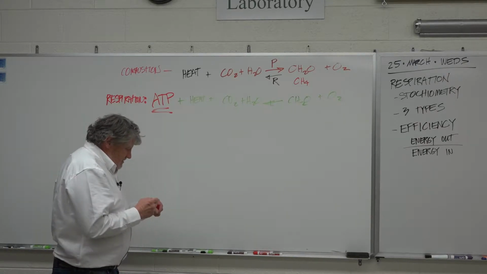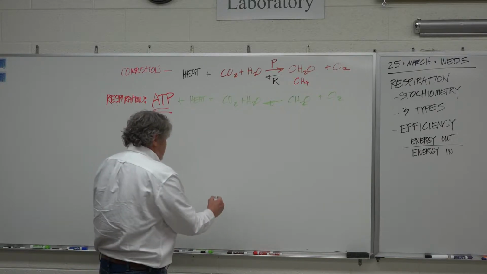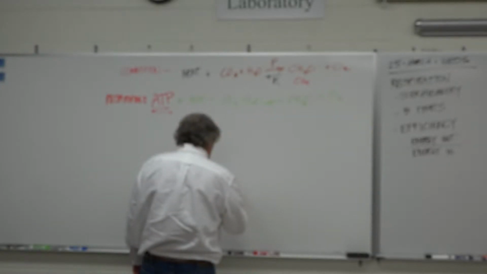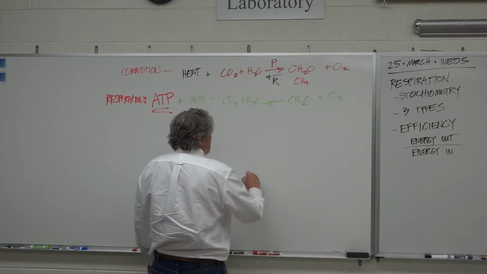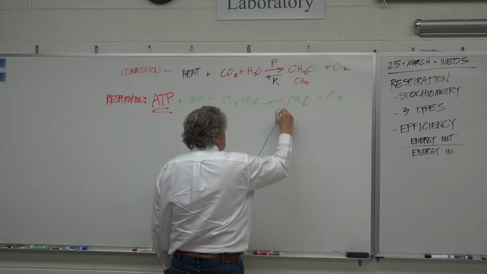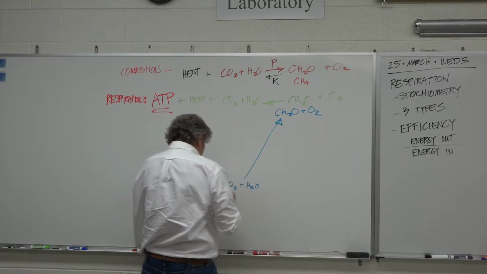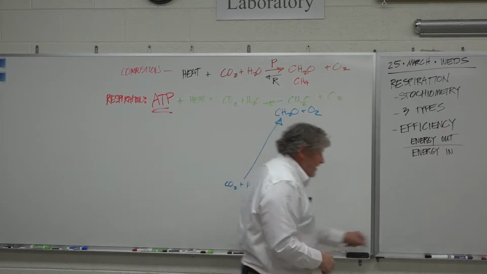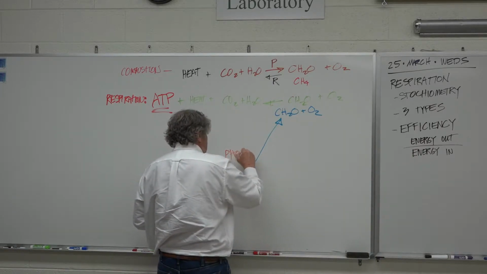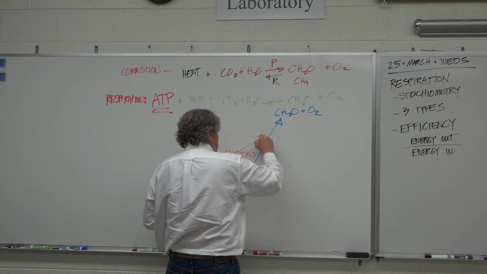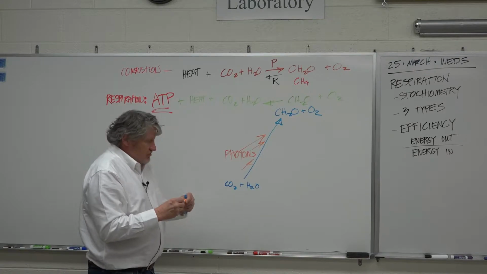I guess we should write this just the way we did before. We have lots of colors today. Remember how we wrote photosynthesis is CO2 plus H2O going up here to CH2O plus O2, big, and all driven by photons. Boom, driving this up the hill. There's the diagram of photosynthesis.